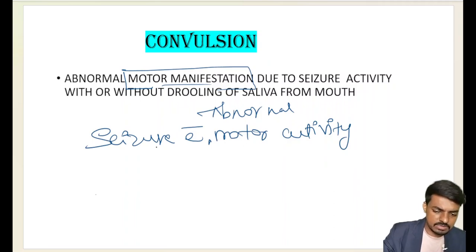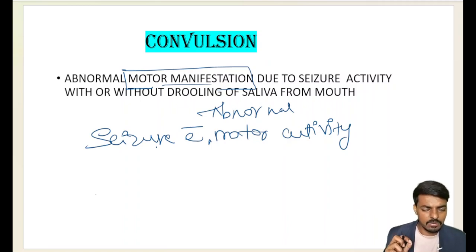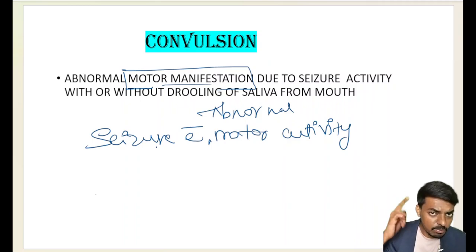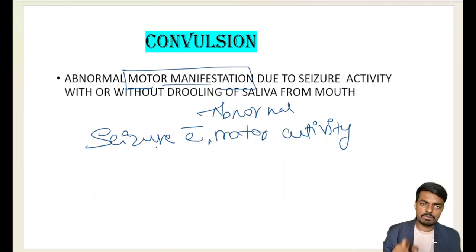So what is a seizure? Seizure is just an abnormal hypersynchronous, paroxysmal release of abnormal electrical activities in the brain. That is what we call a seizure. And what is epilepsy? Epilepsy is the recurrent episodes of seizure. And what is convulsion? Convulsion is seizure activity, due to the abnormal electrical activities coming in the brain, because of which there is a motor manifestation. Seizure with abnormal motor activities is what we call convulsion. This is the simple difference between seizure versus epilepsy versus convulsion.